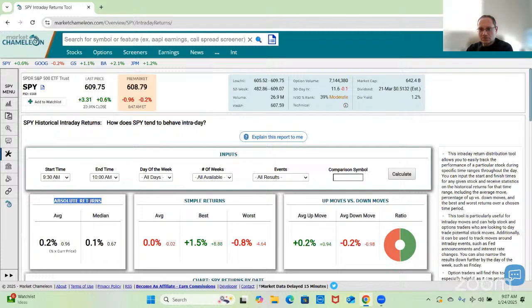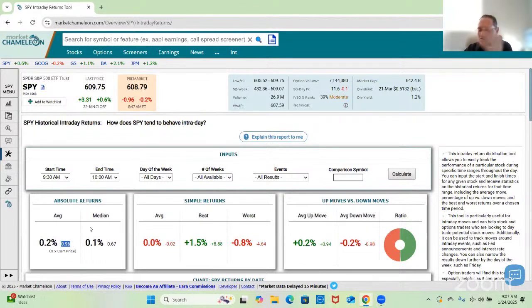Especially, it's very important to calculate your risk, options, and so forth. So here we have absolute returns. And we could see that in the first half hour, on average, SPY moves around 0.2%. And to make things easier, so you don't have to do it in your head, it takes the average absolute move, multiplies it by the last price to give you the dollar move of 96 cents.